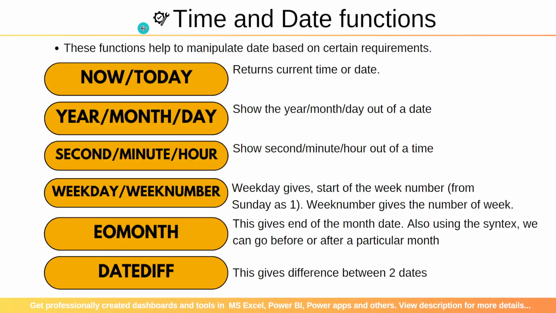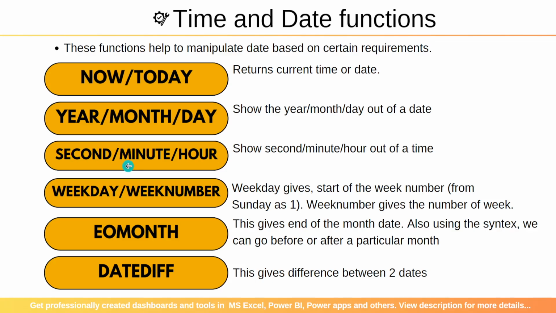So let's start to understand the time and date functions in Power BI. The first function is using now or today. Now provides the current time and today provides the current date in Power BI. The functions year, month and day bring any particular day, month or year out of any particular date. We will see these things live in our Power BI right now.